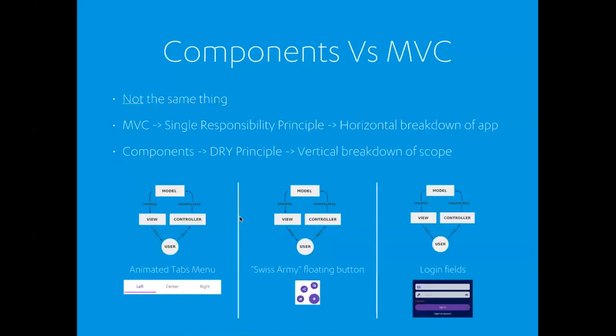Whereas the functionality of an application may have a need for a menu, may have a need for login fields, it may have a need for what I like calling the Swiss Army button, which is that floating button you press and it doesn't really do anything except show you a ton of other little buttons, right? So that's a bit of an attempt to illustrate the difference between the two.